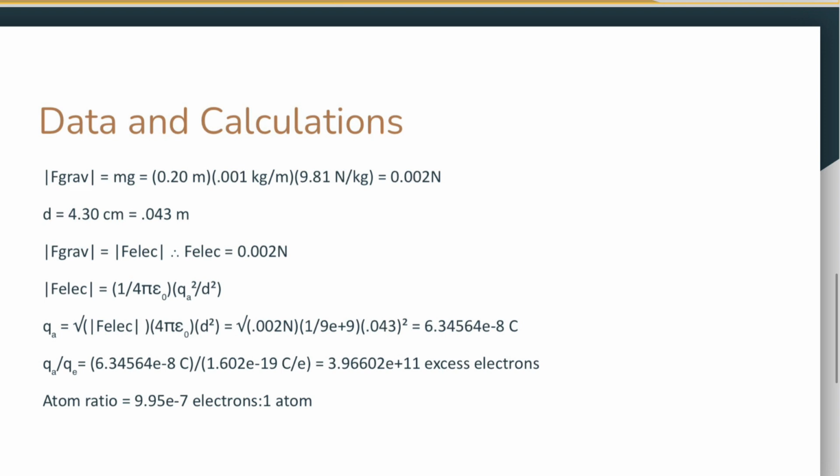And then we rearranged the equation for the electric force to find the value of the charge and got a value of 6.34 times 10 to the negative 8 coulombs, and then divided this value by the charge of an electron to calculate the amount of excess electrons in the system, and then used that value to calculate the atom ratio, which gave a value of 9.95 times 10 to the negative 7 electrons to one atom.